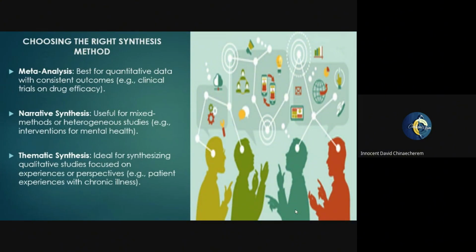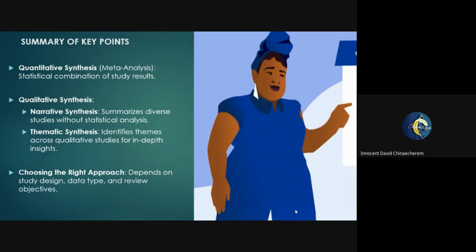Again, we said whenever it's quantitative, and anytime you're doing a clinical trial test or you've got prevalence studies, meta-analysis is very appropriate. Narrative is more useful when we are using mixed method studies, and if the study design is entirely qualitative, you need a thematic synthesis. And these are some of our key points.